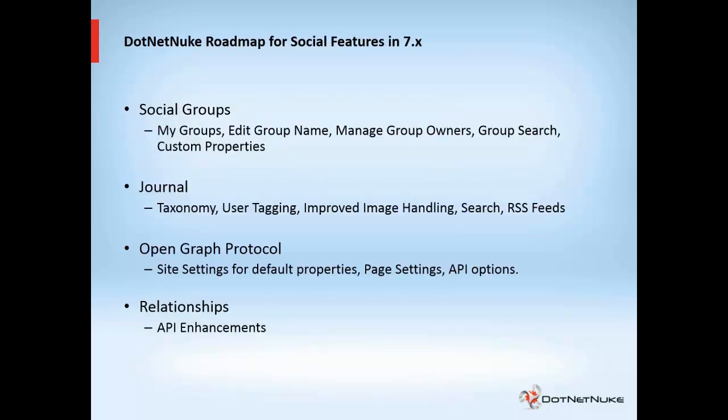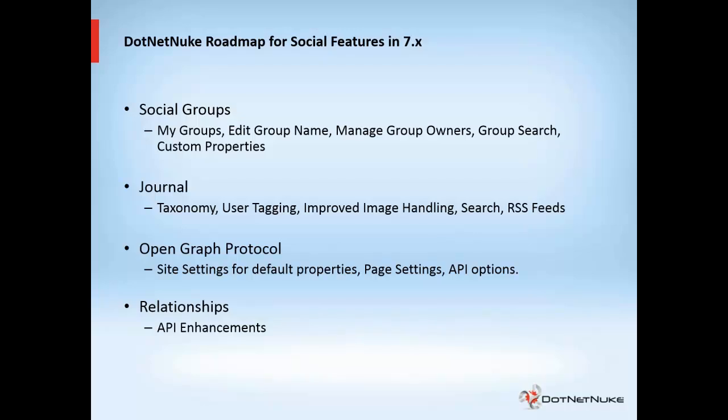So when we talk about the social features and the roadmap for DotNetNuke, we're talking about 7.x. So we're planning on a 7.0 release. It should be later this fall, and then of course another probably 7.1 again in the summer of next year. These types of features could drop at any time. They are in order as far as the priority as we look at our roadmap today.